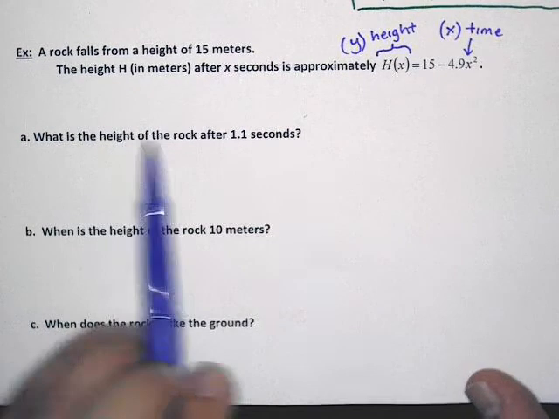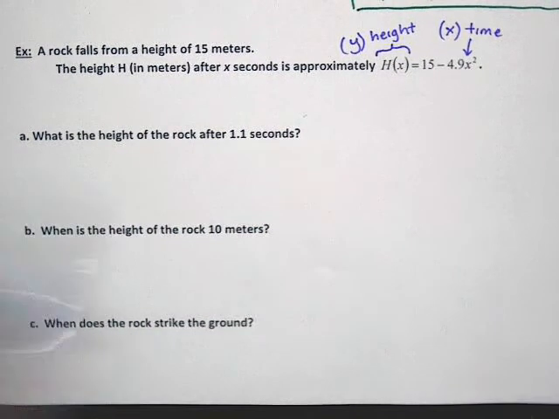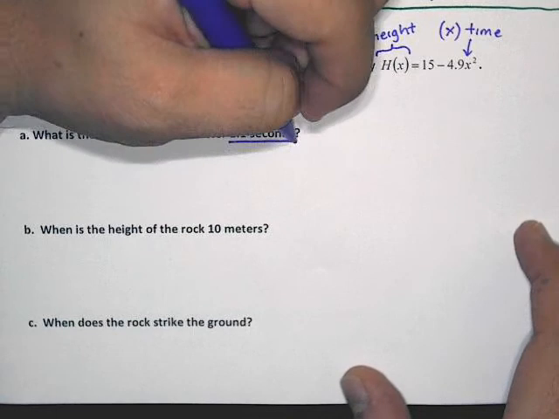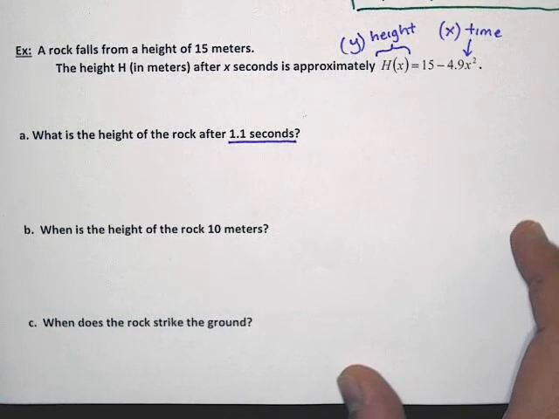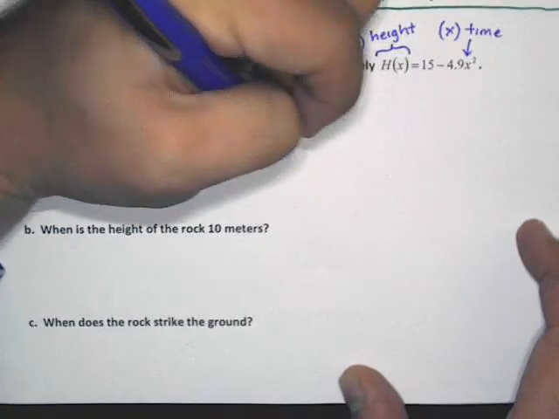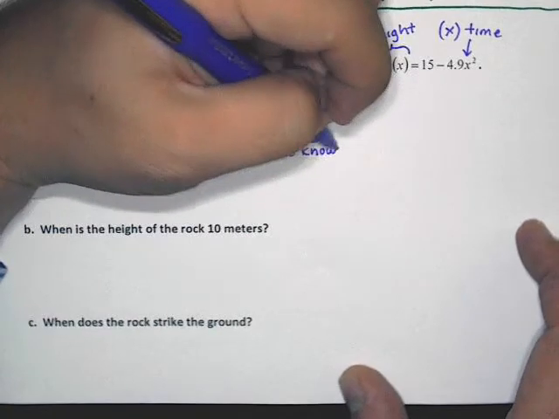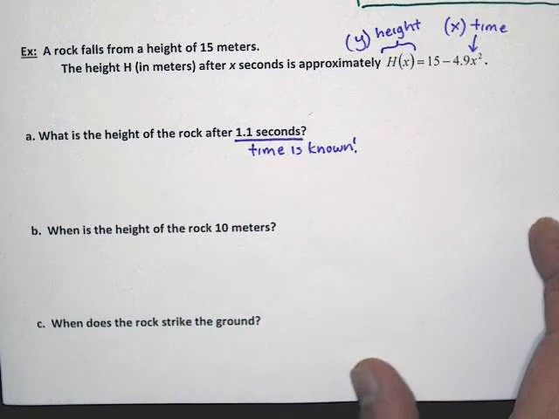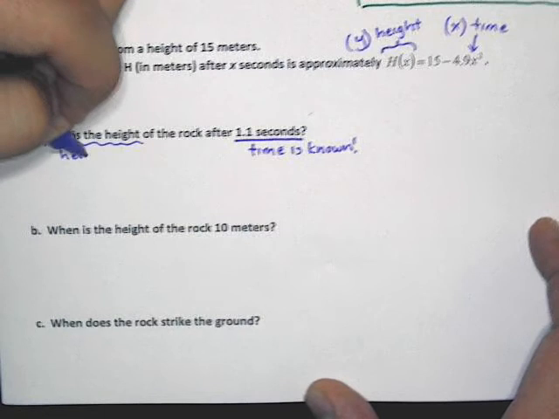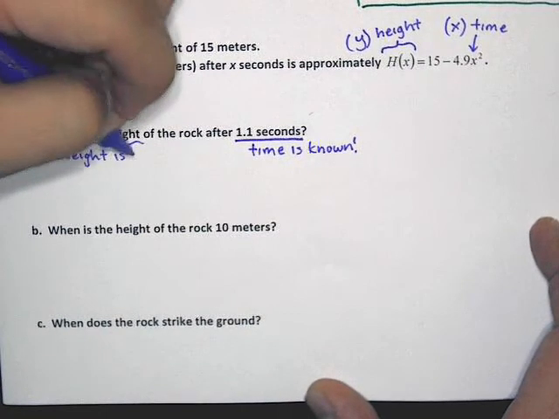What is the height of the rock after 1.1 seconds? Alright, this is a classic situation, guys. You have to figure out what you have. Hopefully we all understand that if I'm telling you that we want to find a height after 1.1 seconds, well, that means you have time. Time is known, which means, of course, then height is unknown.